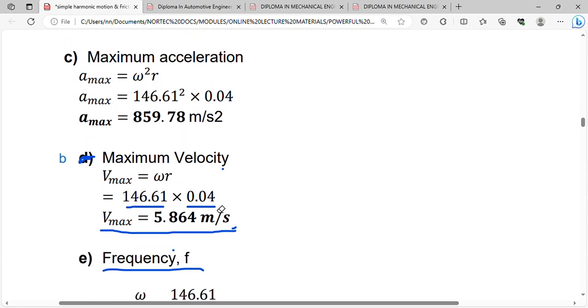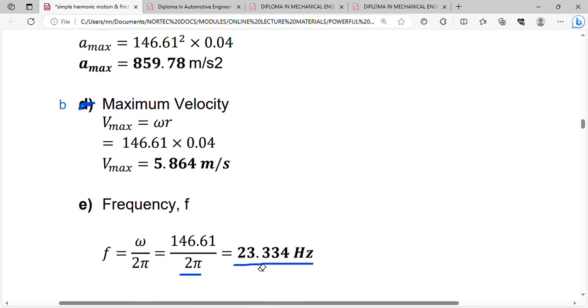Of course, the maximum velocity is just V max is WR. So you just multiply 146.61 by 0.04. The first answer we had for velocity was 3.7 meters per second. But this one should give you 5.864 meters per second. If you notice the two values, one of them is maximum. This one is maximum, so it's bigger. And that's how come you have 5.864.